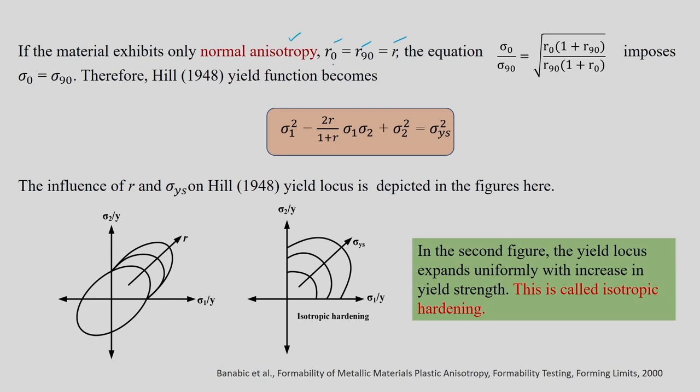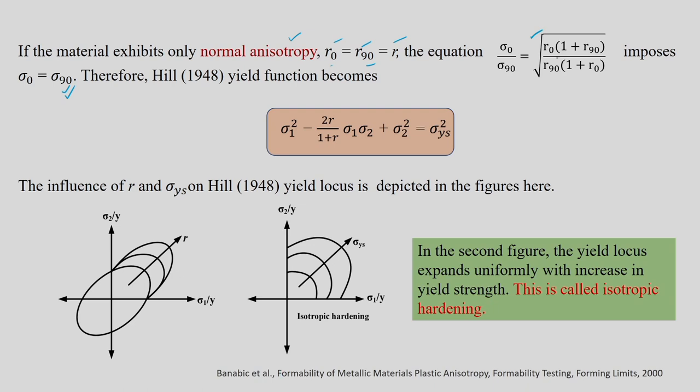So, if R0 is equal to R90, then using this equation, you can get sigma 0 is equal to sigma 90. You can try this. This is another important result we are stating here. If R0 is equal to R90 equal to R.